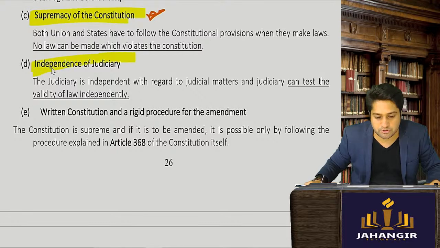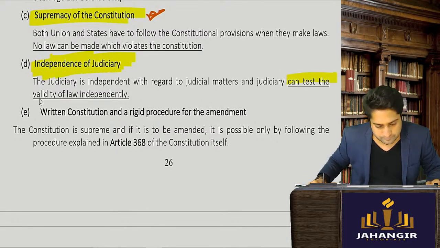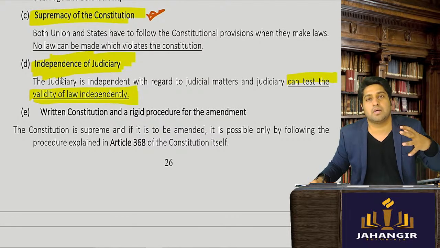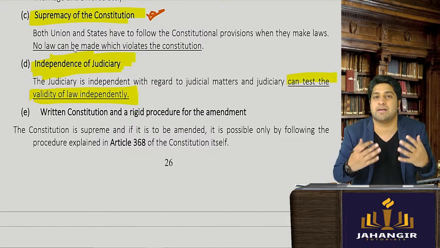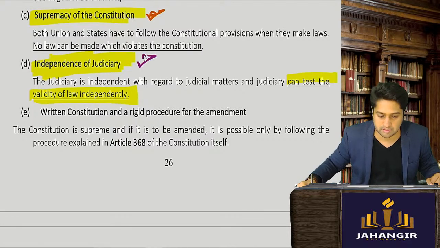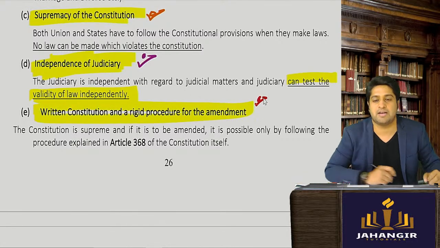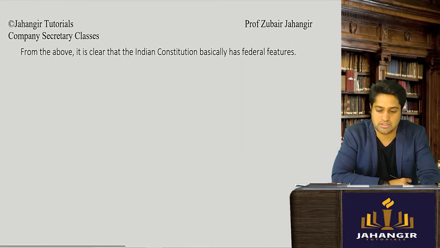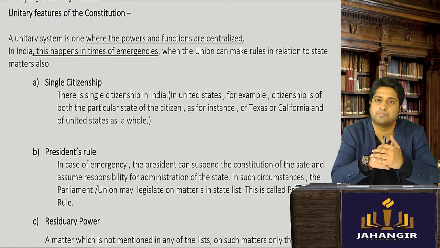Then independence of judiciary. Independence of judiciary means what? That the judiciary, that is your courts, will be independent. The judges can pass whatever judgment they want and nobody can interfere with that. So that feature is also there of federal. Then a written constitution and a rigid procedure to amend it. This feature is also there in the Indian constitution, because in Article 368 it is very difficult to amend the constitution.